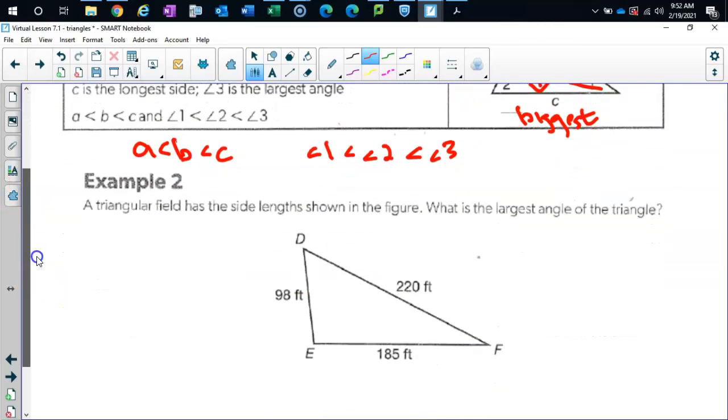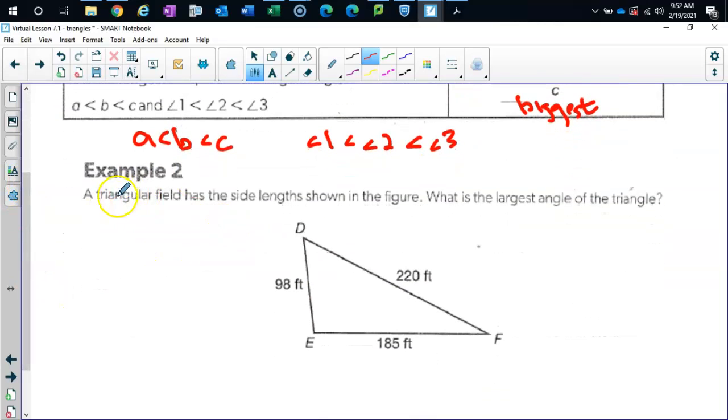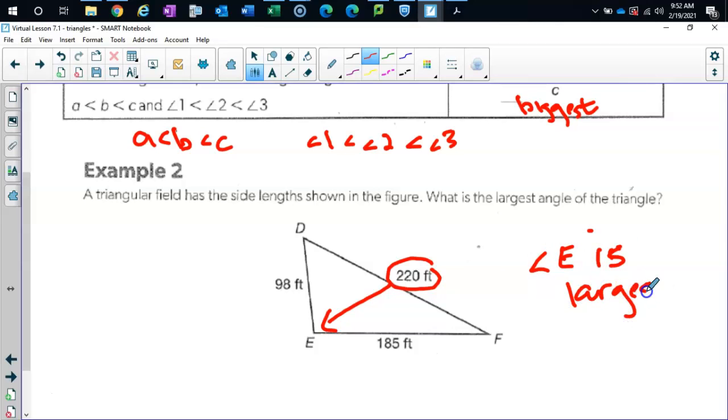All right. So this triangle has side lengths shown in the figure. What is the largest angle? Well, let's look at this. Which one of these sides is largest? That is largest. So I'm going to go opposite that. Angle E is largest. Okay, angle E is largest.